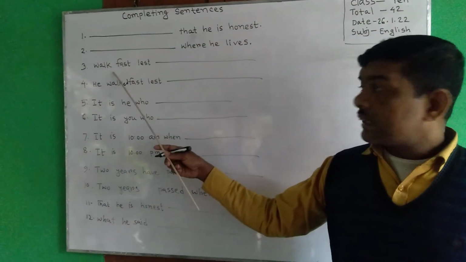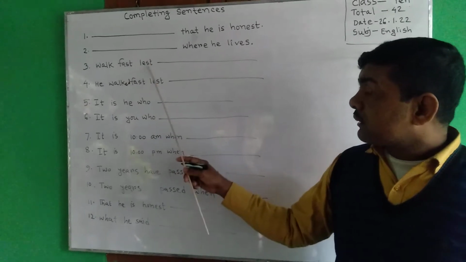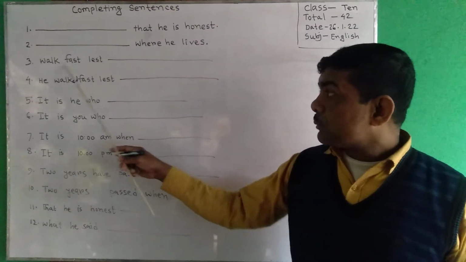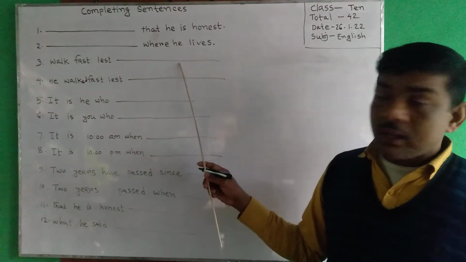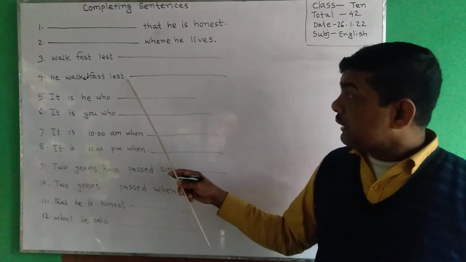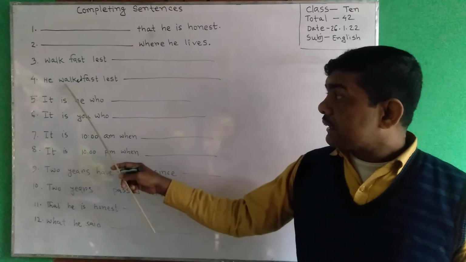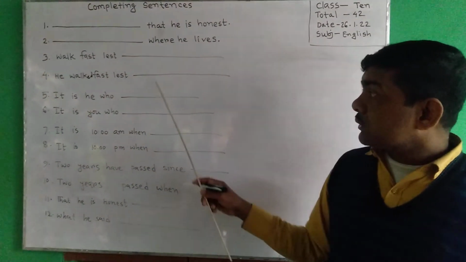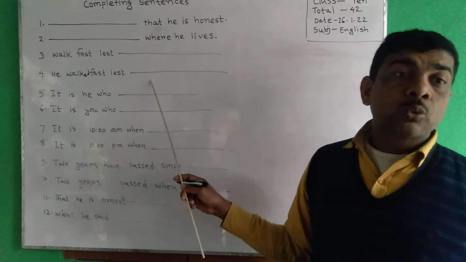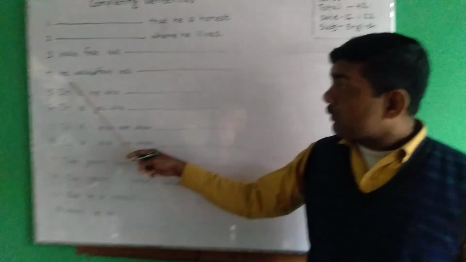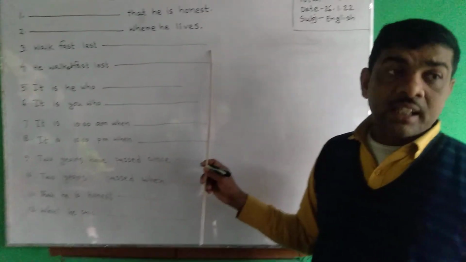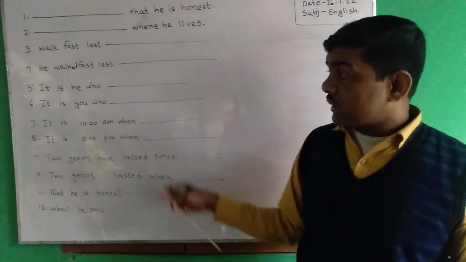Here we can learn a new thing. If the sentence is in the present tense or imperative, before lest we can use should plus V1. And the second rule, before lest, if we find V2 or past indefinite tense, we should use subject plus should have plus V3. According to this rule, he walked fast lest he should have missed the train. 4 sentences are already done.